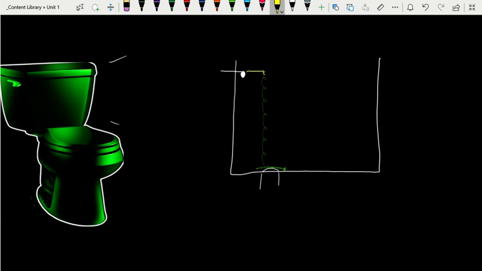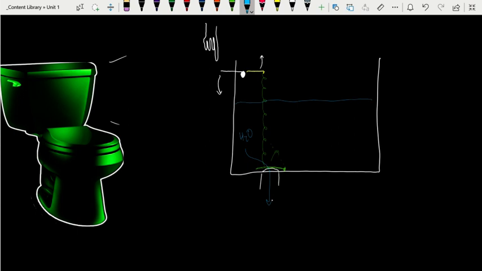So from the outside, as a hand comes along to push this down, that gets depressed, that lifts this handle up, and as that chain gets lifted up, this flapper is displaced, and all of the water in the bowl is then able to leave into the bowl to flush the toilet.